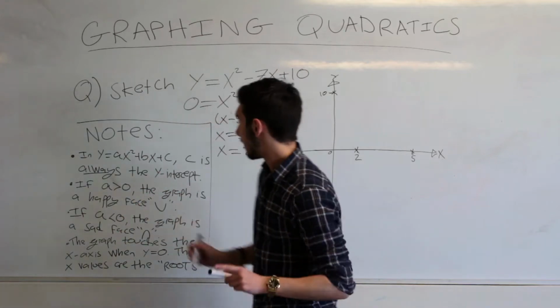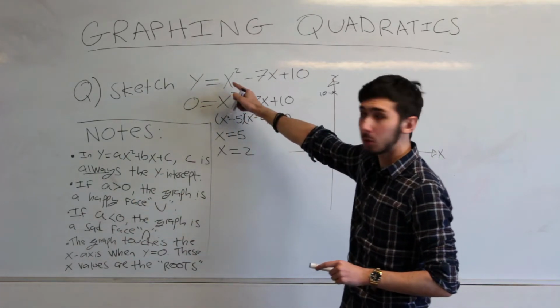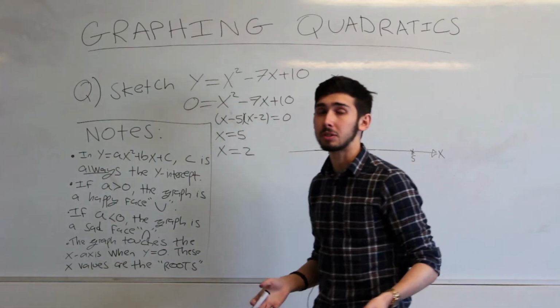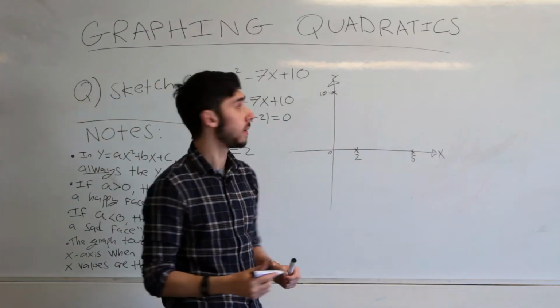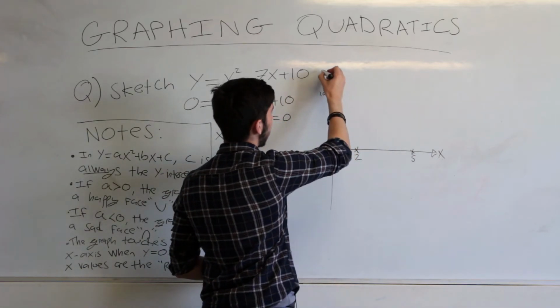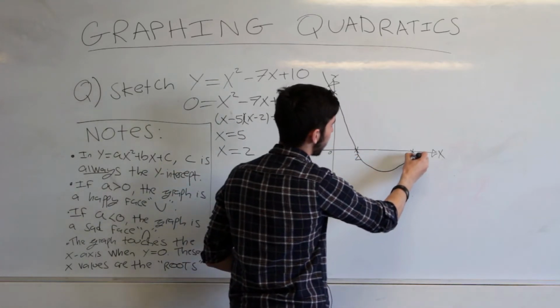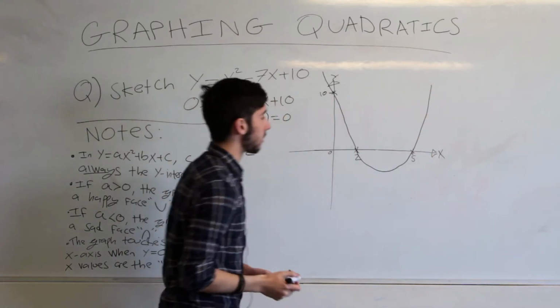And now we just need to link those 3 points together with a happy or a sad face. If A is positive, it's going to be a happy face. A is positive in this question, so we need to link them with a happy face. There's only one way to do it, guys. Happy face linking this point, this point, this point. Again, it's not going to be a very good picture because I'm not very good at drawing, but it's going to look something like that.